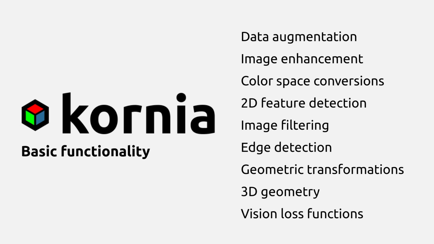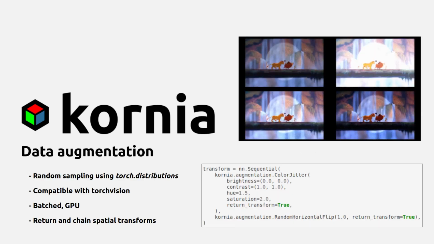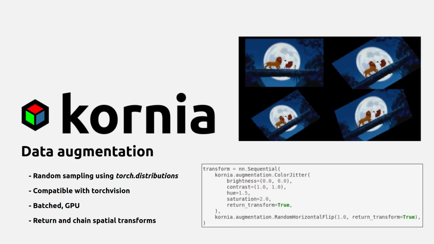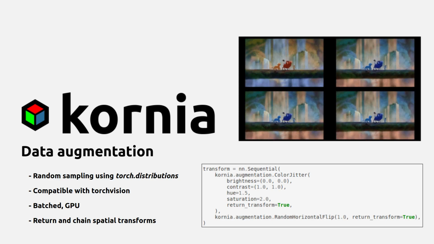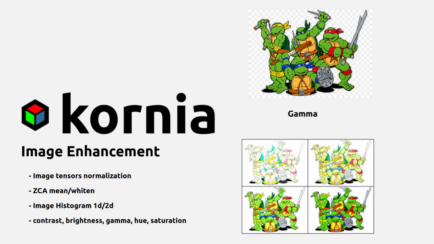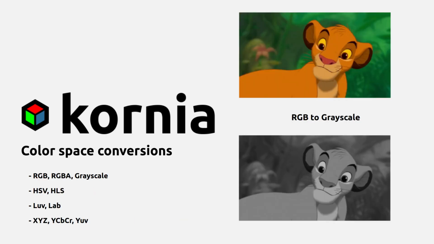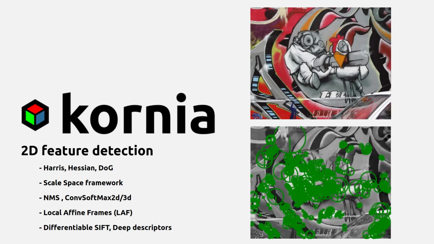Then coming to the functionalities that we have, as every vision library, we have divided them by big vision topics, the different modules we have. Let me explain all of them very briefly. We have a data augmentation module to perform augmentation on the GPUs in batch. Then different algorithms for image enhancement, like transformations on intensities, normalizations. Then different color space conversions.